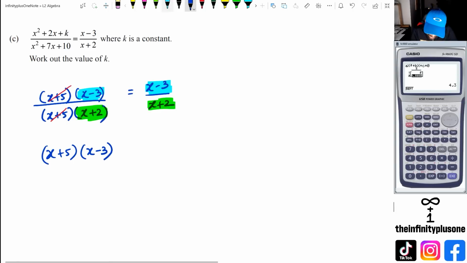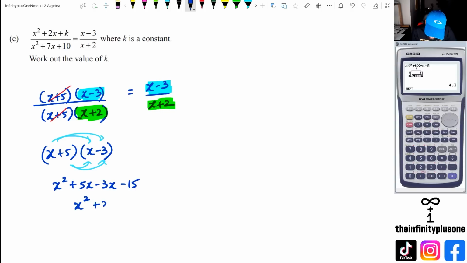And if I expand the brackets, whichever method that you're comfortable with, I'm going to get x squared plus 5x minus 3x minus 15. And of course, this simplifies to x squared plus 2x minus 15. And if you look at the quadratic there, I've got x squared plus 2x plus k. Therefore, I can say that k is equal to negative 15.